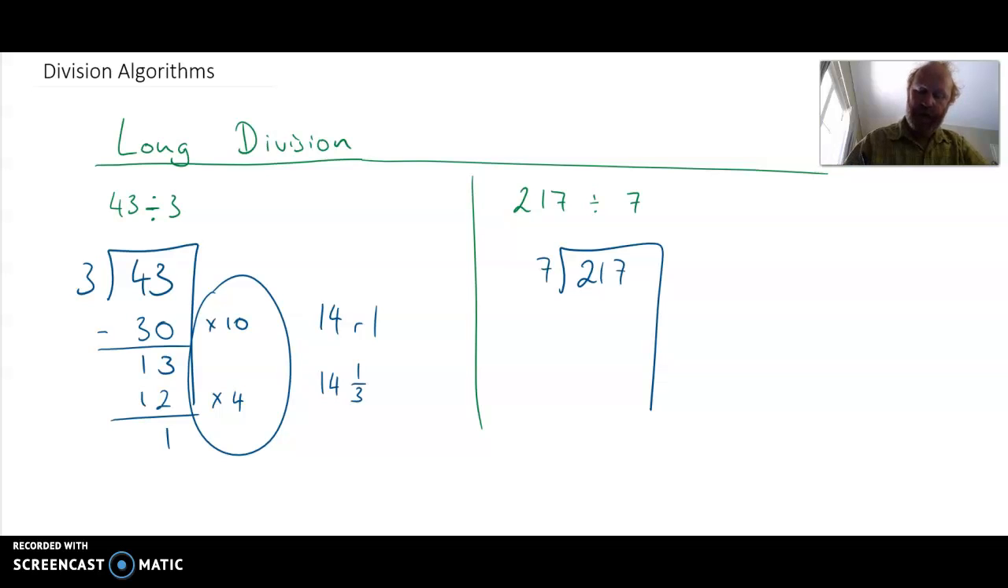Now, I look at this 217, and if I'm not sure, I could say just 10 again, but I'm going to go with 20. I'm sticking with simple numbers for the moment, quite deliberately. And 20 times 7 is 140. All I've done there is doubled the 7 and then added a 0.